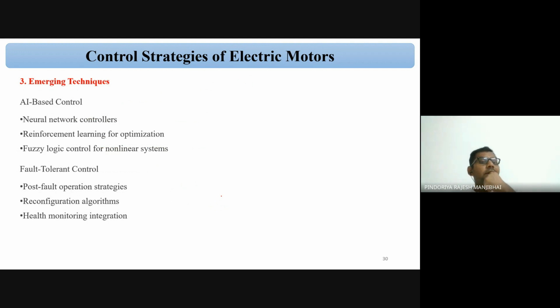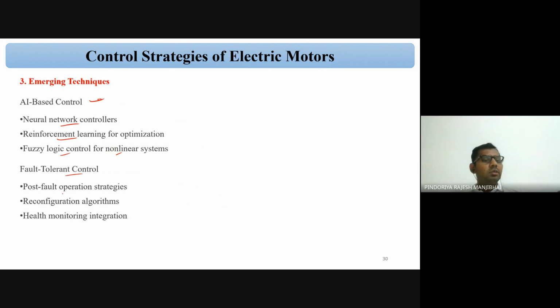Emerging techniques: the latest techniques people are going to use are AI based. Nowadays people are talking about artificial intelligence techniques, neural network, reinforcement learning, fuzzy logic controller, for non-linear systems, correct? So nowadays people talk about AI, and these are very good techniques.